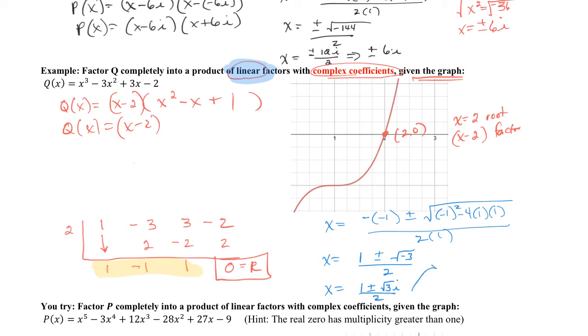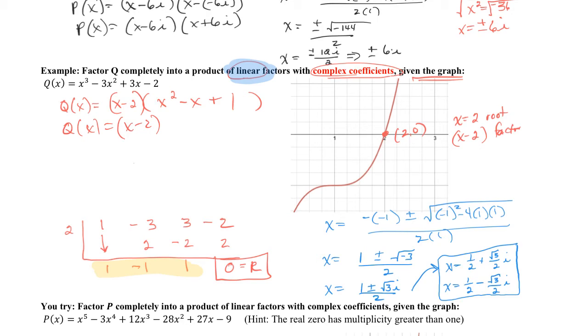If I want to write these separately, which I think is better, x equals 1/2 plus the square root of 3 over 2 times i, and x equals 1/2 minus the square root of 3 over 2 times i. There's my roots. They're not real numbers, so they're not x-intercepts, and I can see the only x-intercept I have is at 2, 0. But these are solutions to this problem, and it gives me my other factors that I need.